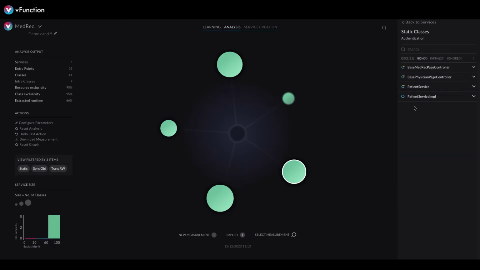The static analysis shows the same 2 non-exclusive classes as the dynamic analysis, but in addition, it also shows the page controllers from the MedRec and Physician applications.